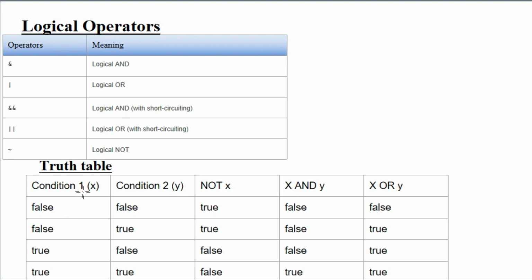So when we have conditions like this, not of x: when we have false then it gives true, when we have true then it gives false. And x and y means when the first and second conditions are both false then false, false and true is false, true and false is false, true and true is true. So when we have true and true it gives true. And x or y: when you have false and false it gives false, otherwise it gives true.